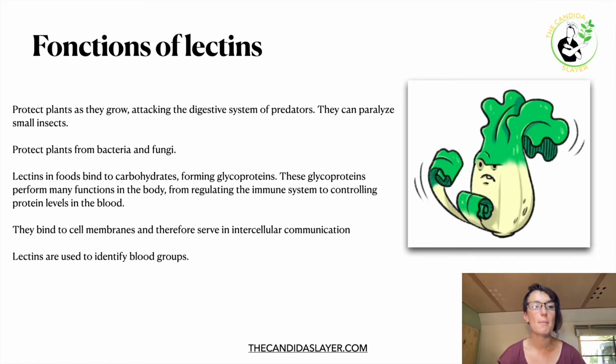Lectins in food bind to carbohydrates and they form glycoproteins. These glycoproteins perform many functions in the body, from regulating the immune system to controlling protein levels in the blood. Lectins are not only in plants. We get them from plants, but our body also produces lectins. We will talk about that in the next slides. So they have functions not only for the plant, but in animals also.